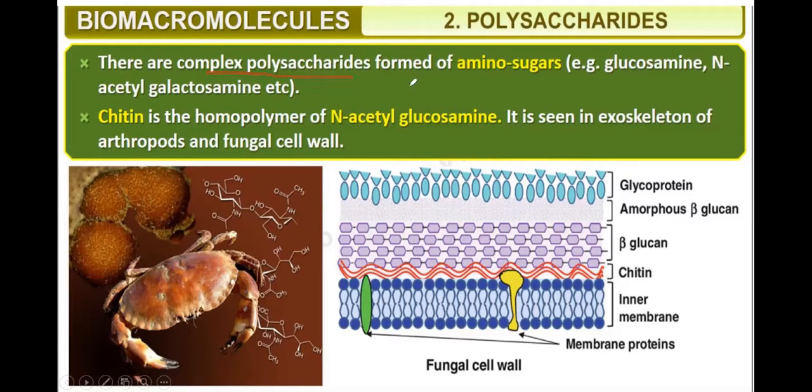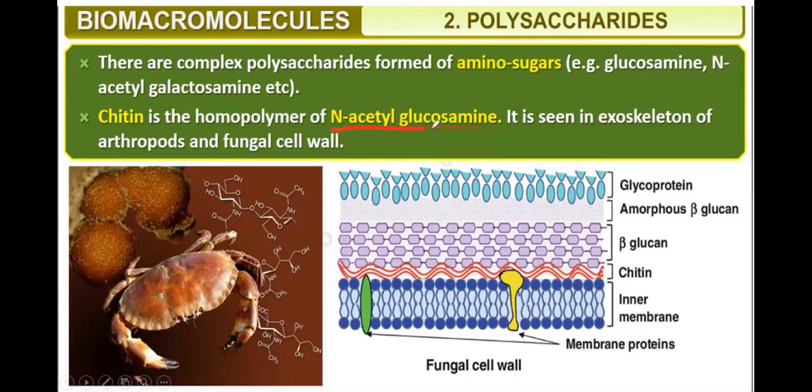Sometimes a question will be there: which among the following is a complex polysaccharide? That is glucosamine, N-acetyl galactosamine, and many more. Here an amino group is there along with the sugar. The sugar may be glucose, or it may be galactose. Chitin is the homopolymer of N-acetyl glucosamine. So chitin is also a polysaccharide.